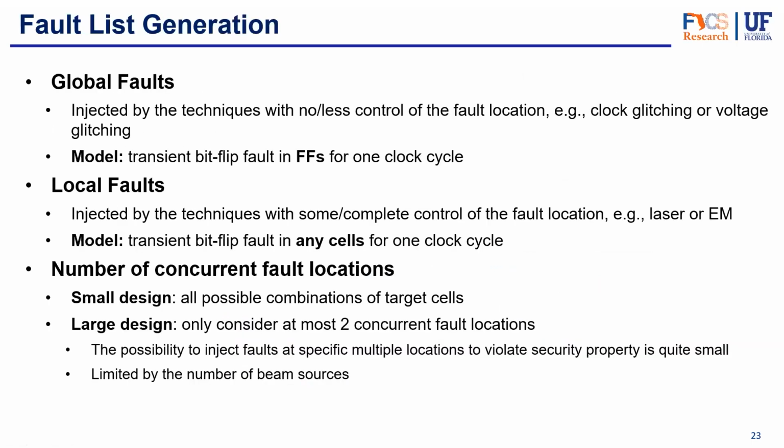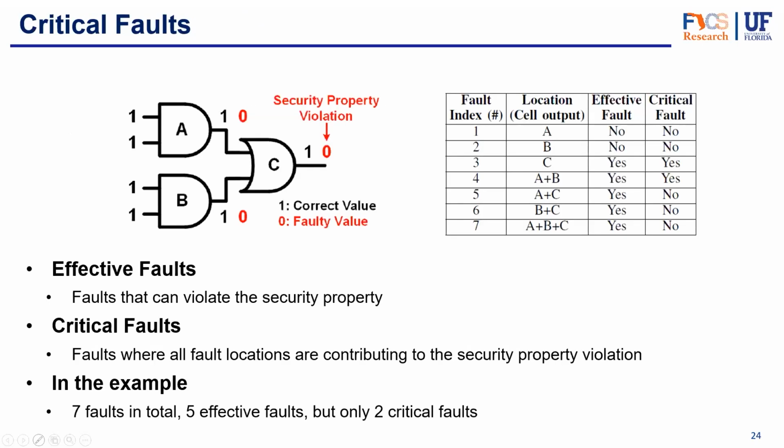So based on that, we have created a fault list, and for that fault list, for some small designs, we have considered all of the combinations of concurrent faults, and for the large designs, we consider at most 2 fault locations. And based on the faults that we have identified, based on the cone of influence of each of those security properties, we came up with the initial list, which we call effective faults, meaning that injecting faults on those locations may violate the security properties.